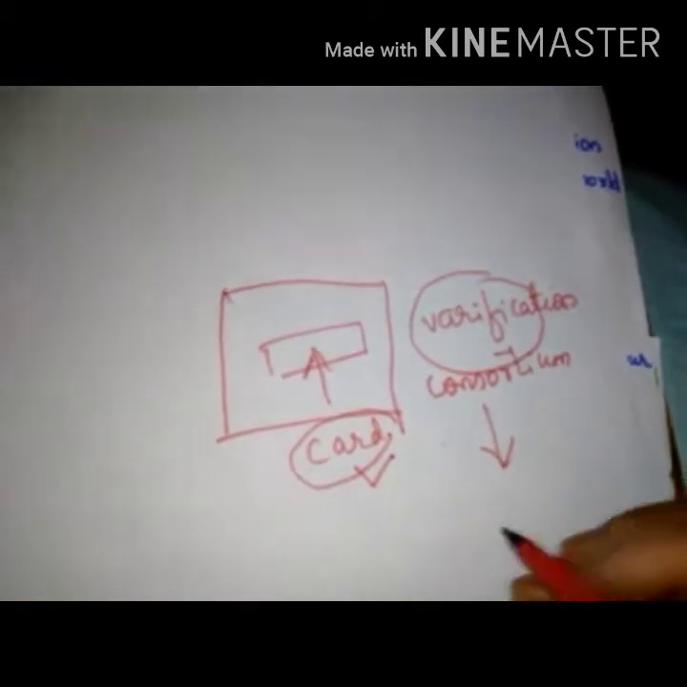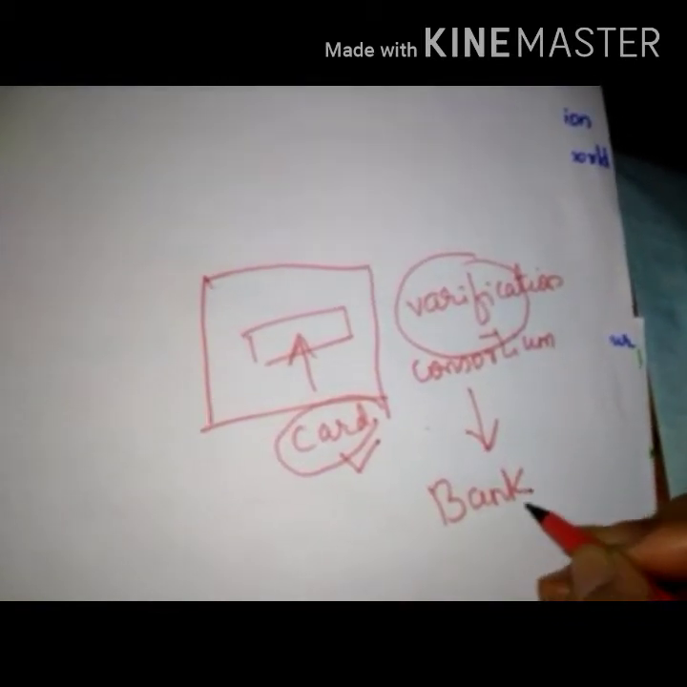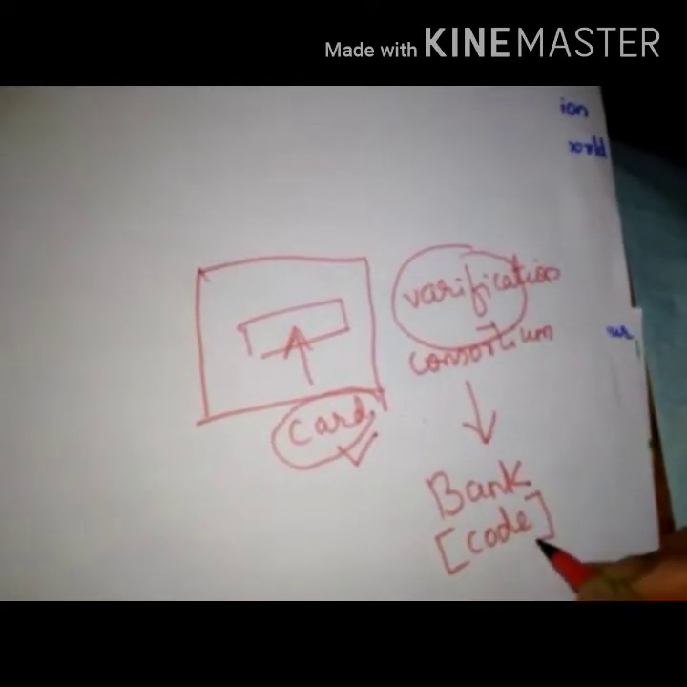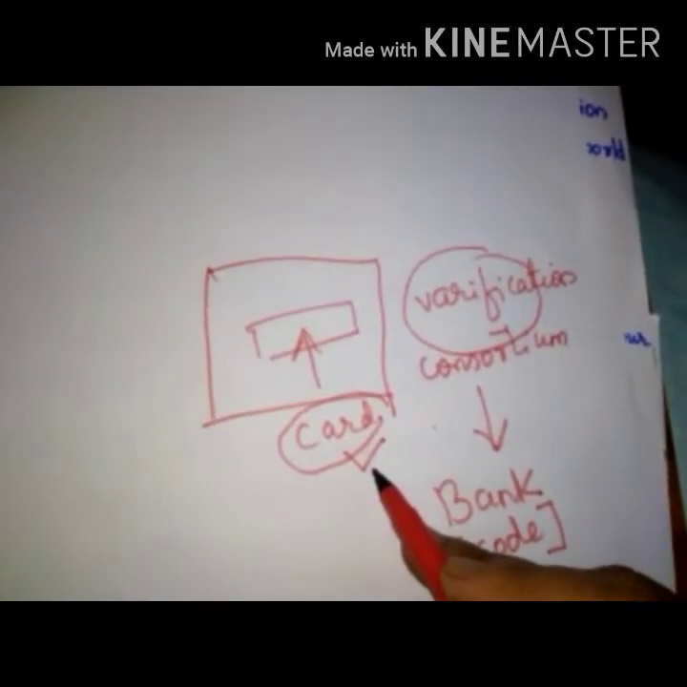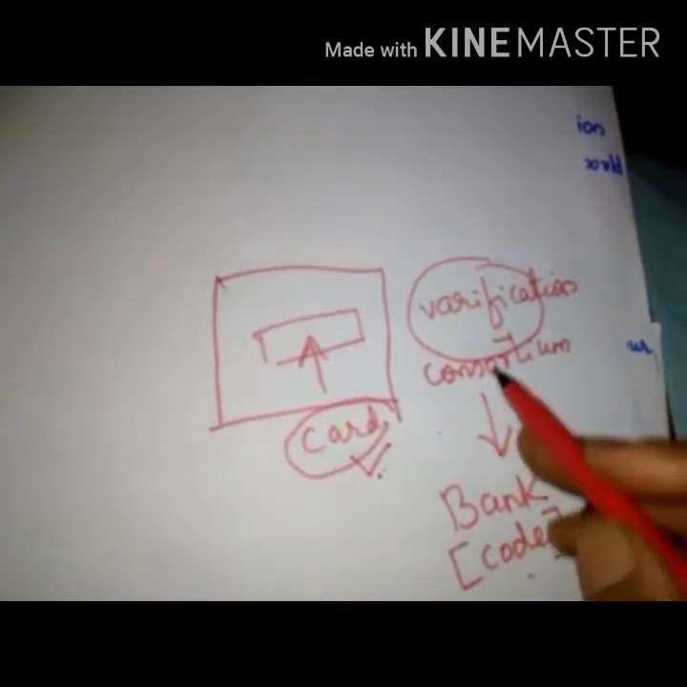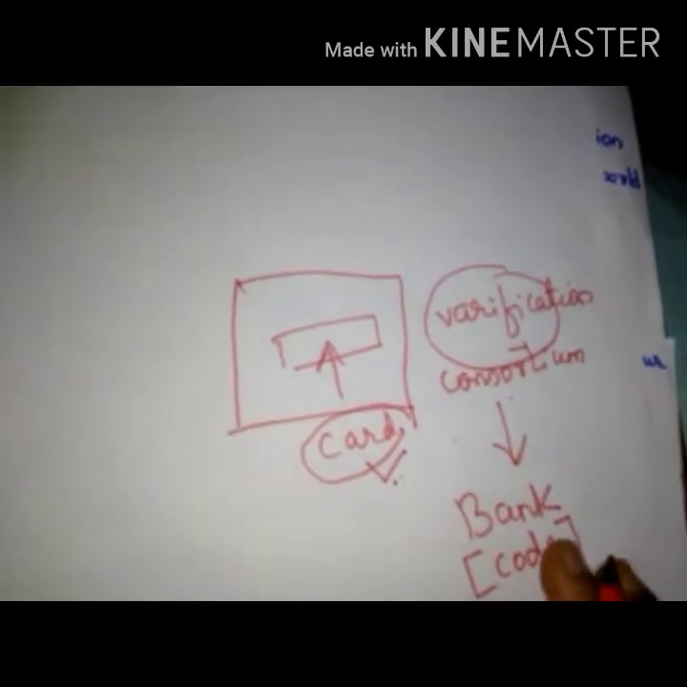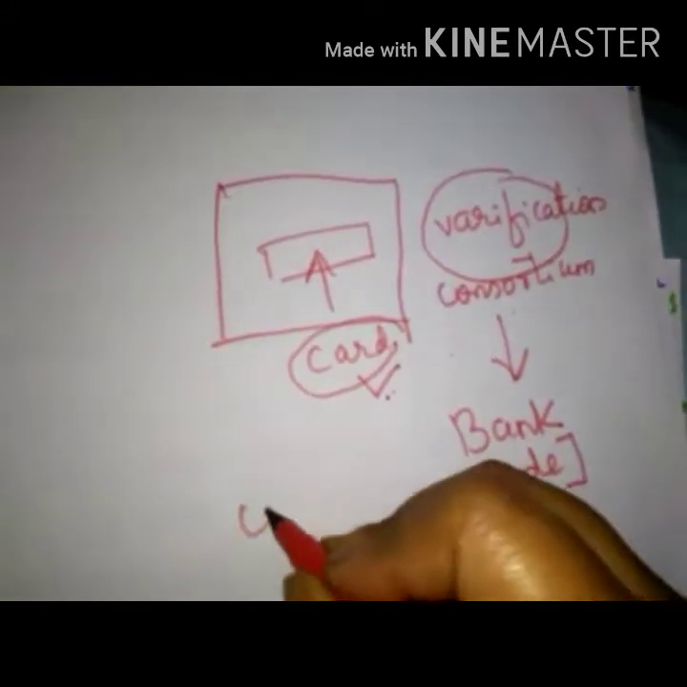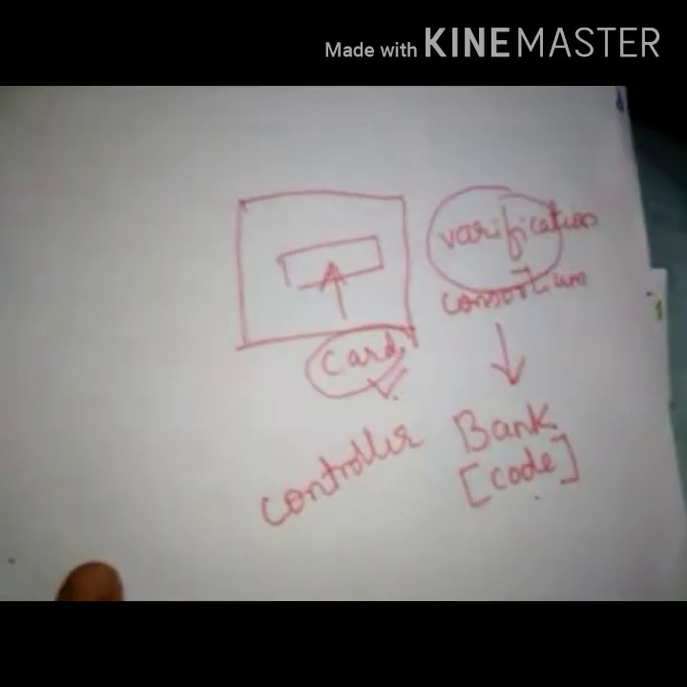Consortium in turn talks to the respective bank. When it is talking to the respective bank, it takes the help of the bank code. From the bank code, the authentication of the card will be happening, and once it is done, you come to know what is the current balance in your account. So when the particular flow is happening, we need the controllers, which are controlling the activities.